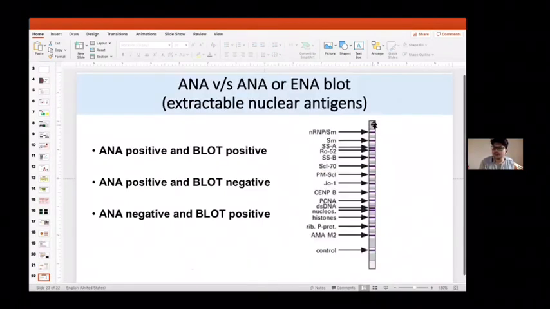All the antigens we put on a nitrocellulose paper. Okay, this nitrocellulose paper is nothing but the blot. On a blot, here I keep SM protein, here if I give Ro52, then SSB, SCL70, PM-Scl, Jo1, and all. So around 16 or 12 antigens I can separate from the nucleus, and I plot it on this blot paper.